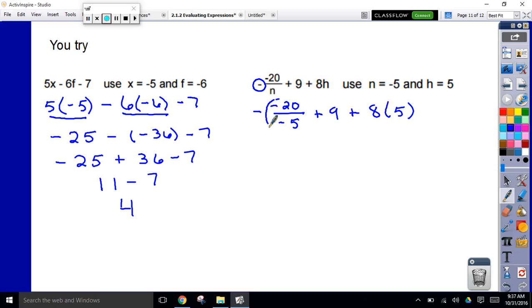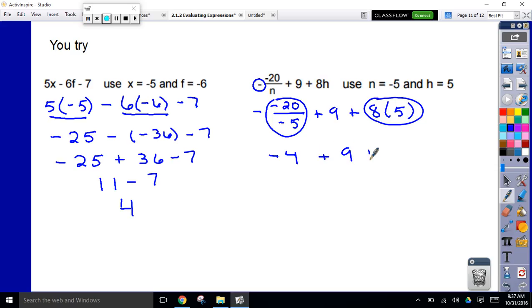I'm going to do my multiplication and division first. Negative 20 divided by negative 5. If I divide the same sign, the answer is positive. So I have positive 4. However, I have this negative sign in front of the whole fraction, so it's actually a negative 4. That one is very tricky. I'm not worried if you missed that, because that's a complicated one.